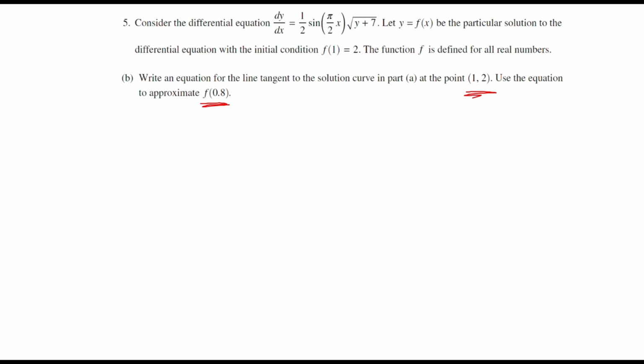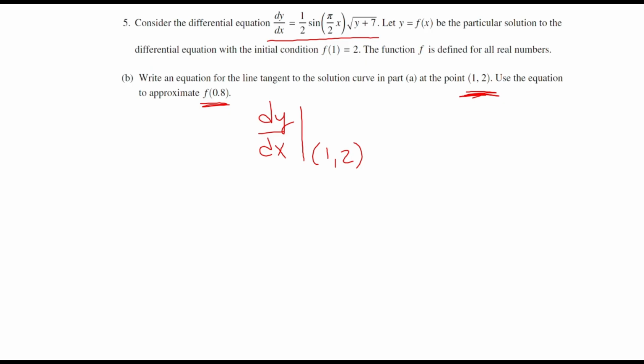Well, in order to write the equation of the tangent line, we need to have a slope and a point. And we just have the point. Luckily, we have the differential equation, which will tell us what the slope of the tangent line is, right? Because dy dx is going to be the slope of the tangent line to f of x. So just evaluate dy dx at the point 1, 2.